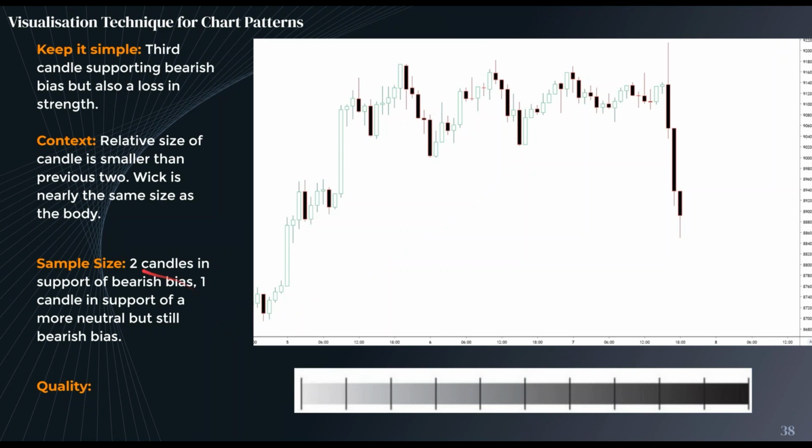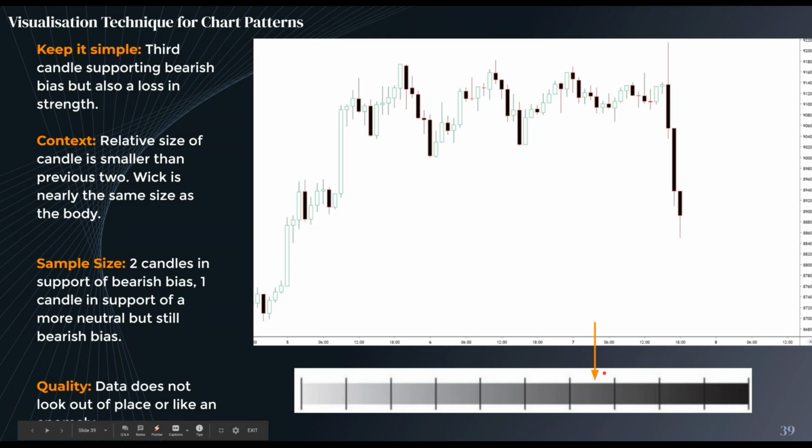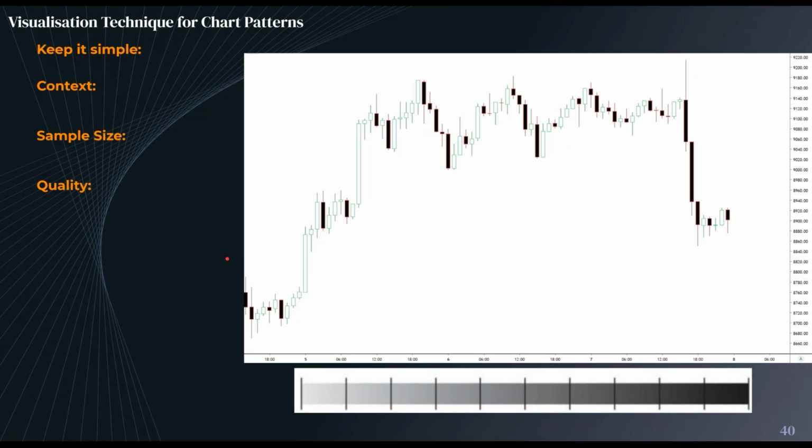Next, sample size. 2 candles in support of a bearish bias, and 1 candle in support of a more neutral but still bearish bias, because facts are facts, the bears have won, the price has moved down, even if bulls have managed to gain a little ground. So bias increases to the bear side, but stays relatively similar. What's happened next?